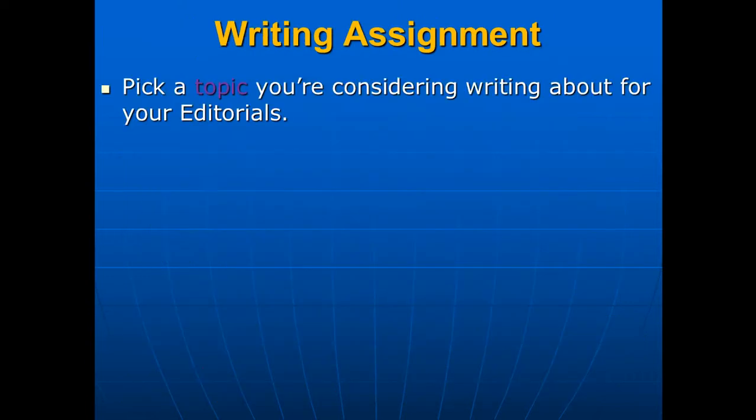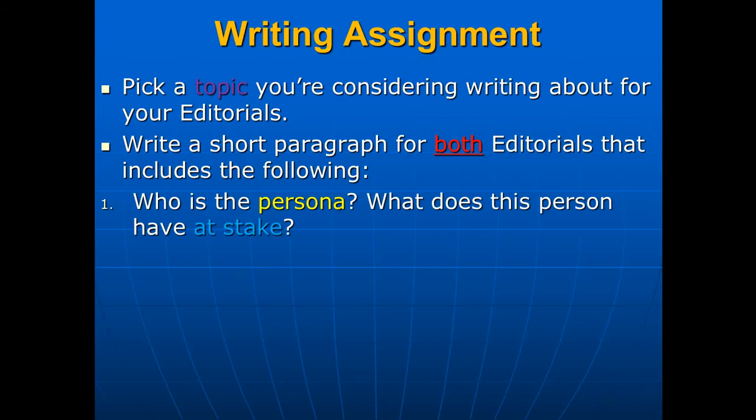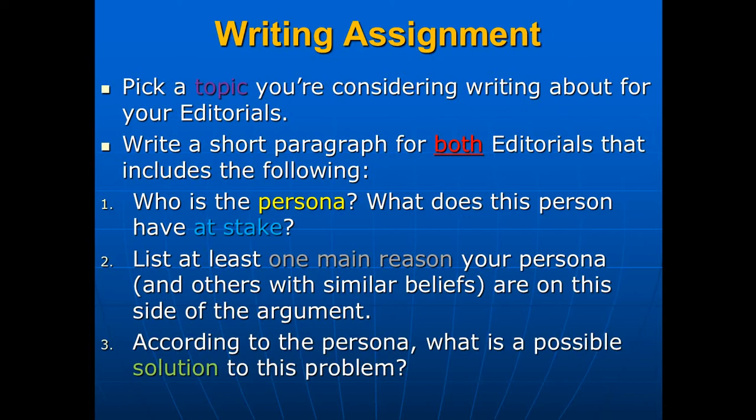For your writing assignment, I want you to pick a topic you're considering writing about for your editorials, and I want you to write a short paragraph for both editorials that includes the following. Number 1, who is the persona specifically, and what does that person have at stake with this topic? And then number 2, list at least one main reason your persona and others with similar beliefs are on this side of the argument. And finally, according to the persona, what is a possible solution to this problem?